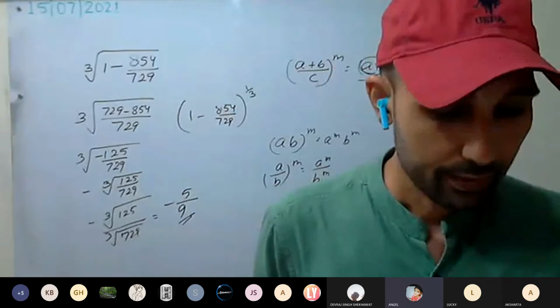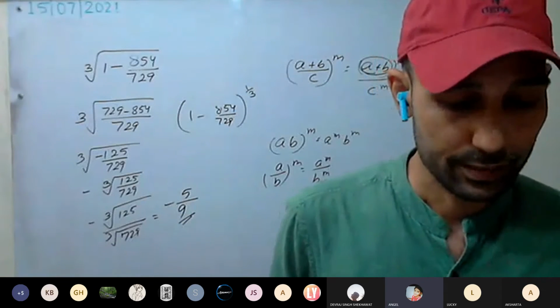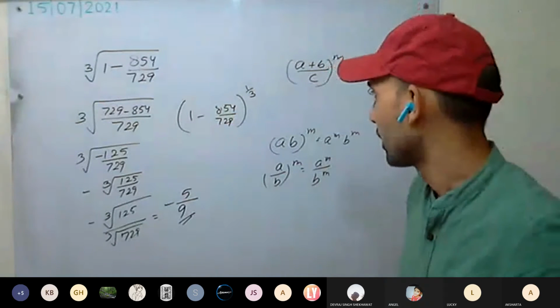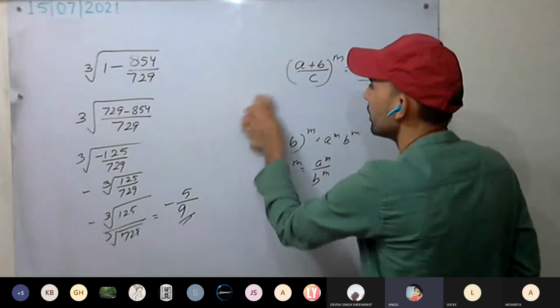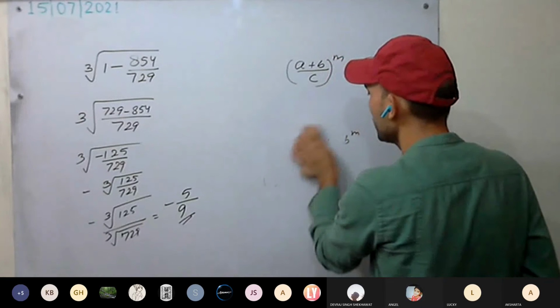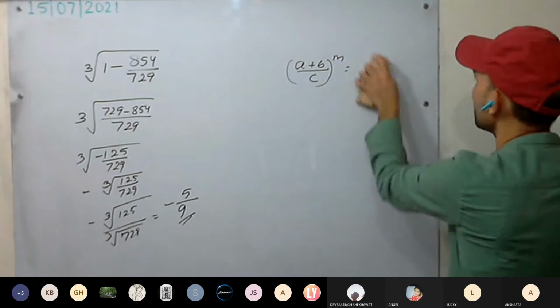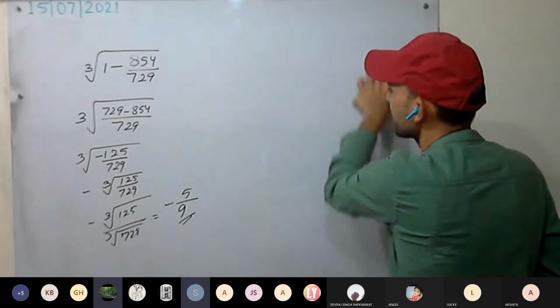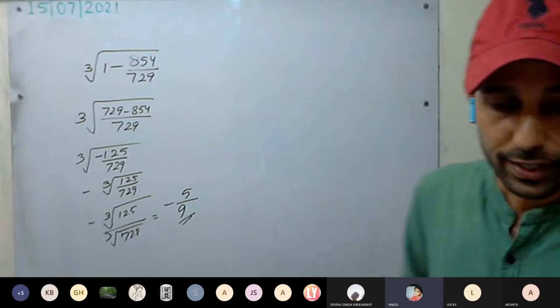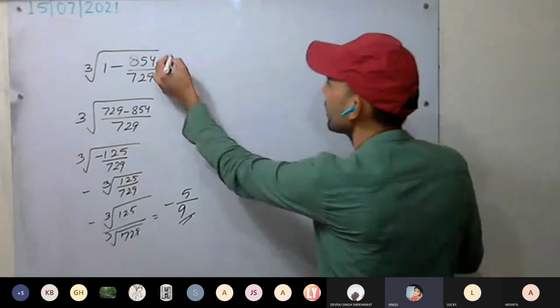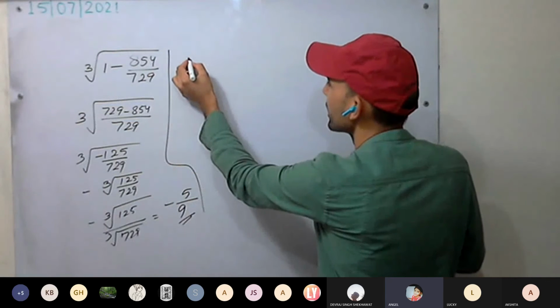Sir, please don't talk for some time. Okay. Have you all understood this one? Yes, sir. Try the next one. Yes, sir, you can do it. Okay, I'll leave it. We'll do it now.